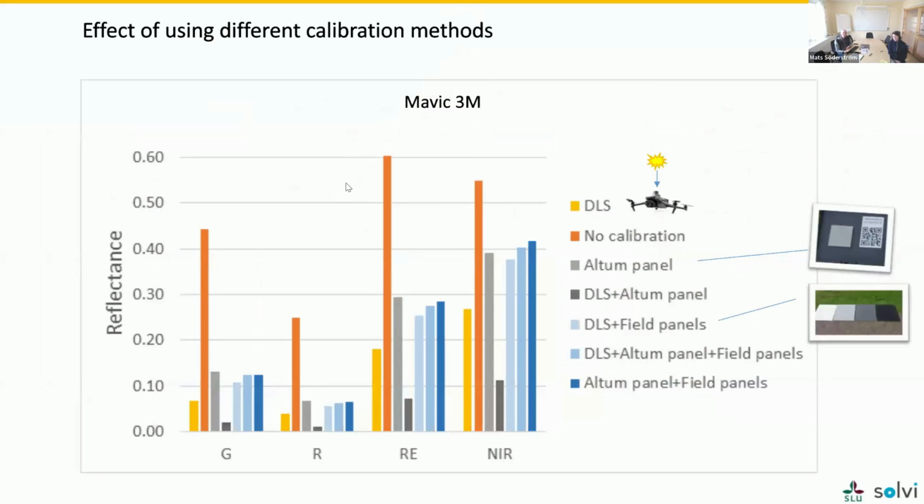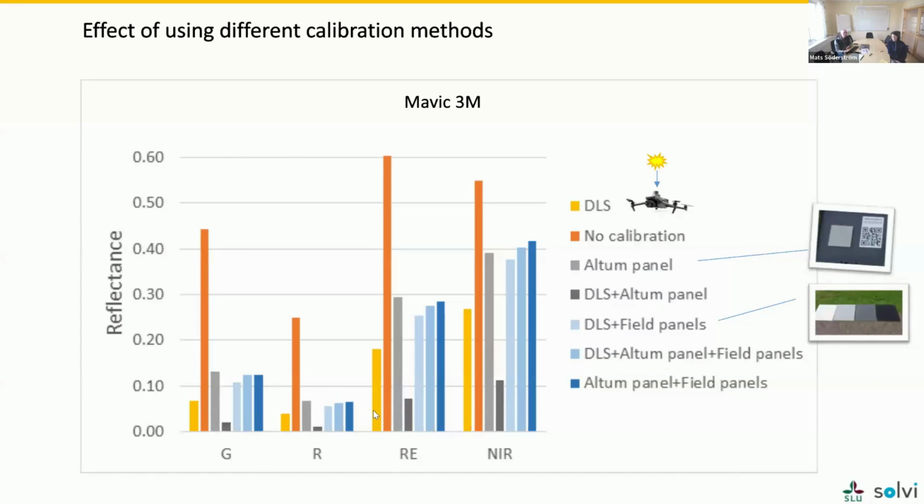If we look at one of the drones here, Mavic 3M, and different calibration methods, what happens? If we don't do any calibration at all, we just use the images as they are, then you get very funny values. So that's not something that you should do. If we only use the incoming light sensor for calibration, which is what you're supposed to do with this drone, because it doesn't come with any reflectance panels or anything. It has this incoming light sensor, and that's what you are supposed to use.